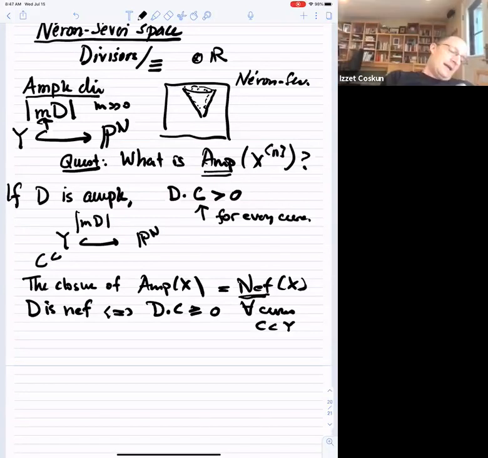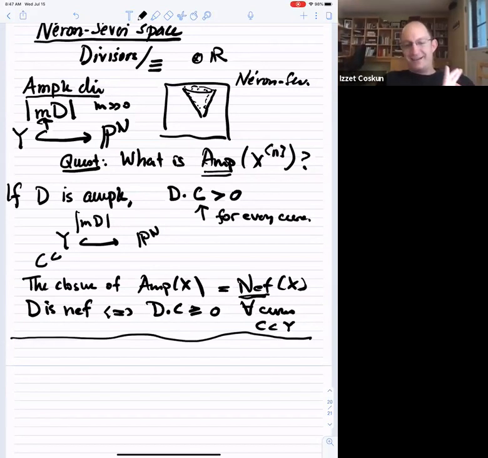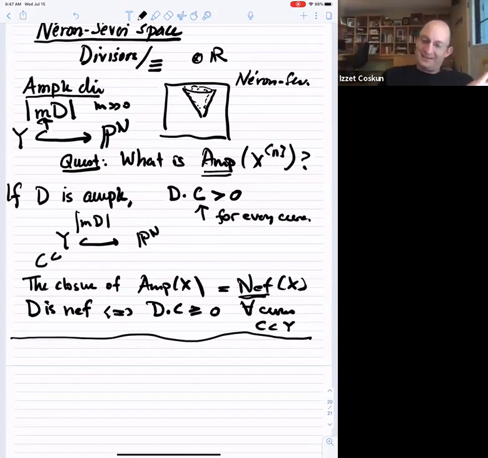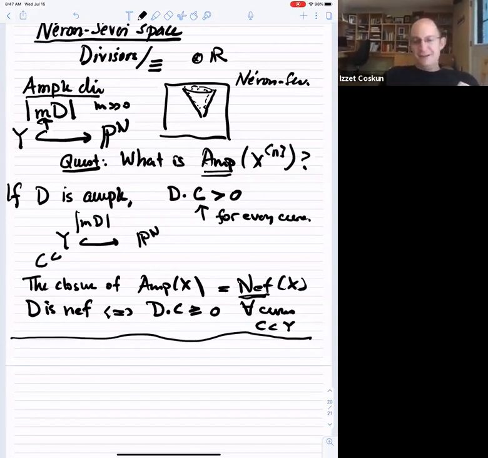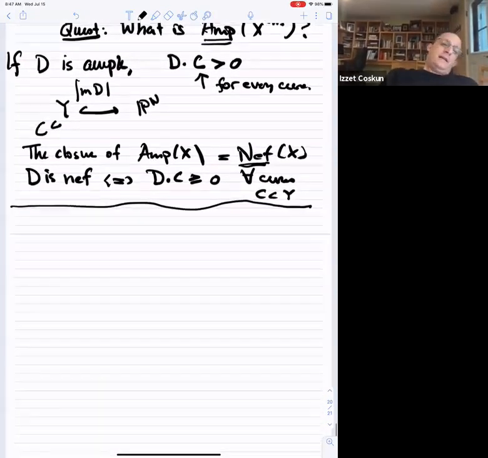Okay, so this was a little introduction about what ample cones and Nef cones are. Are there any questions about this? If there are questions, remember, you can either write something in the chat, but even better, just unmute yourself and ask it, okay?